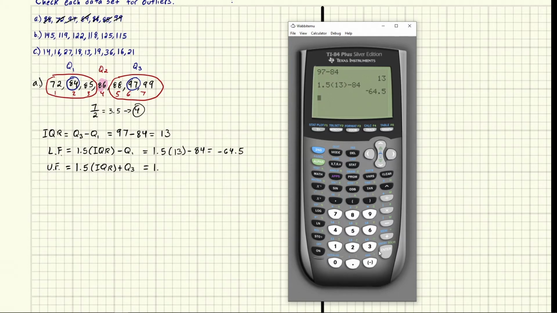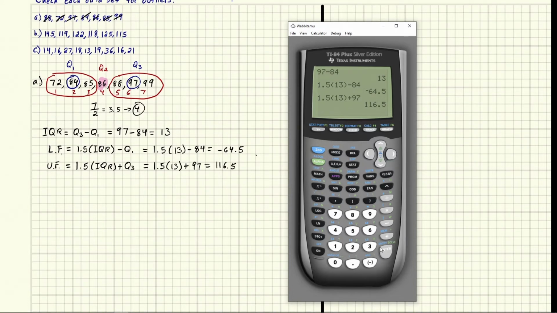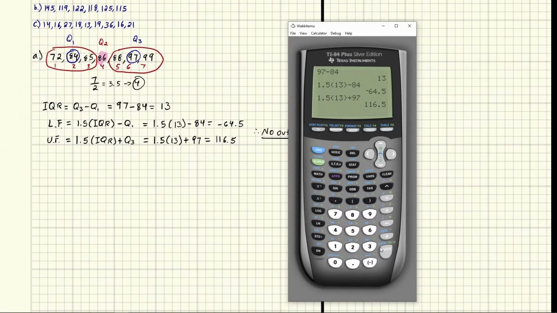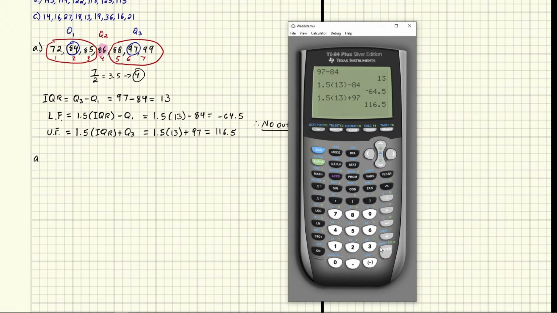For the upper fence, we have 1.5 times 13 plus 97. When we plug this in, 1.5 times 13 plus 97, we get 116.5. There are no values above this, so we say, therefore, no outliers. So that's part A. Let's do part B now.